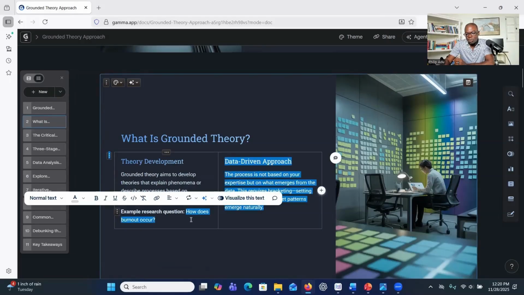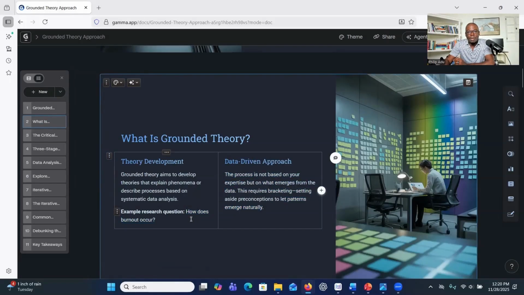So let's say you have a first question. How does burnout occur? Burnout is a phenomenon, or you can see burnout as a process, right? And then you are collecting data. Let's say you focus on healthcare practitioners and then you collect data from them about burnout and then you analyze, develop themes and find out the connection between the themes. And based on that, you'll be able to come up with an explanation that is a statement that shows the connection between the themes explaining the phenomenon, which is the burnout, right?